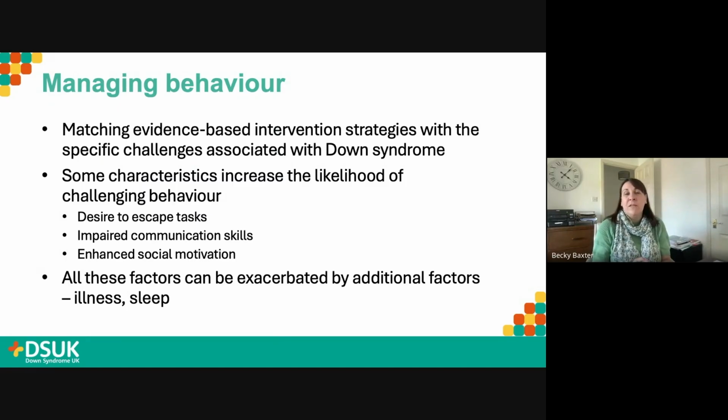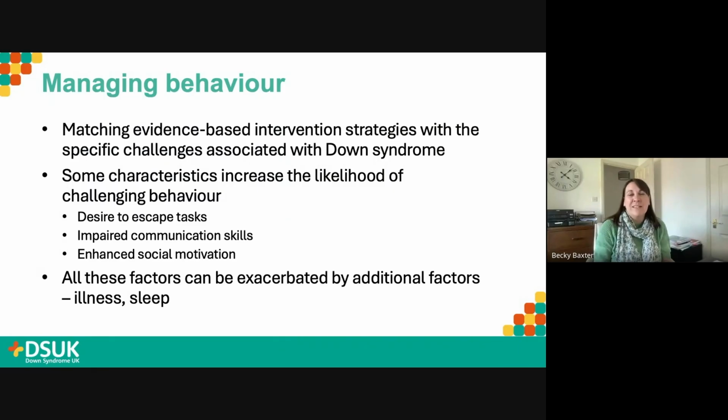Also, we know that having Down syndrome means that you're going to have impaired communication skills. So that's speech and language that we've talked about. I'm going to talk about all these three in a little bit more detail in just a second. And this idea that individuals with Down syndrome have enhanced social motivation. They're really keen, which links back to what I said about their social skills and social understanding, really keen to be interacting with others and getting your attention and getting you to talk to them, which again can have that knock-on effect of, I'd rather have a chat with you or my friend than get on with my work, maybe.